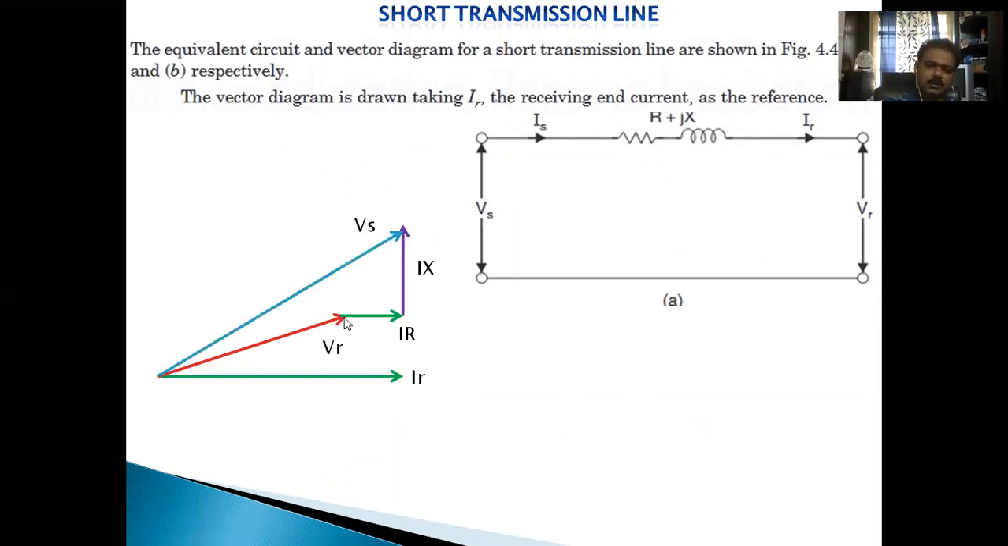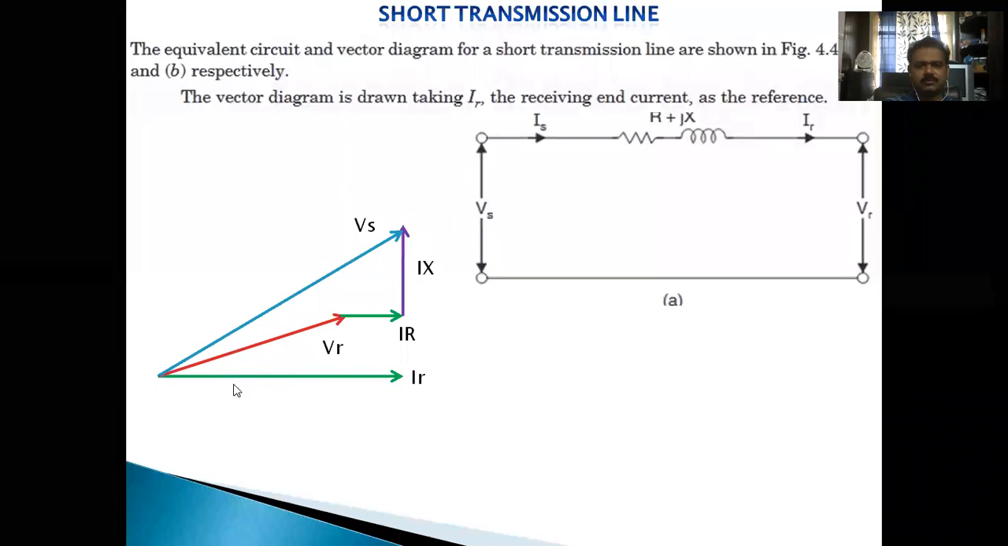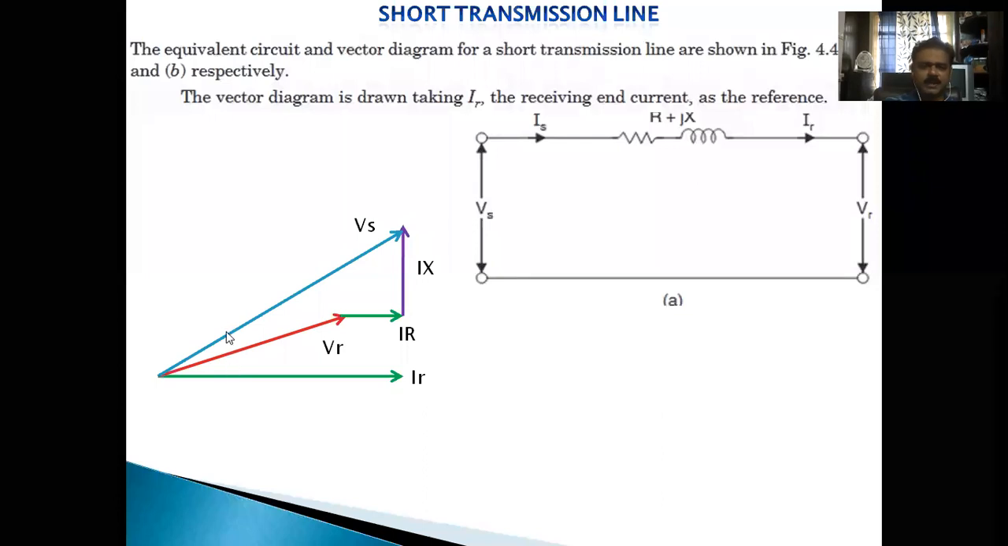Now, this is the voltage drop across the impedance. The voltage drop across the impedance plus the voltage at the receiving end gives the total voltage, just by applying Kirchhoff's voltage law. This is the voltage drop across the total impedance. This plus this directly gives the voltage at the sending end. It makes some angle with the reference current. Both currents in this case are the same, IS is equal to IR. We can take this angle as the phase angle between these.